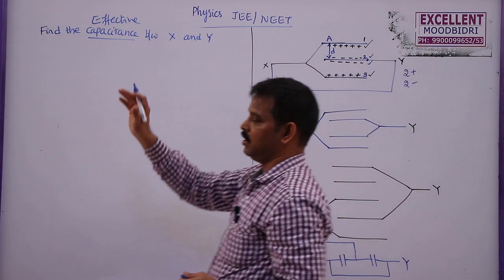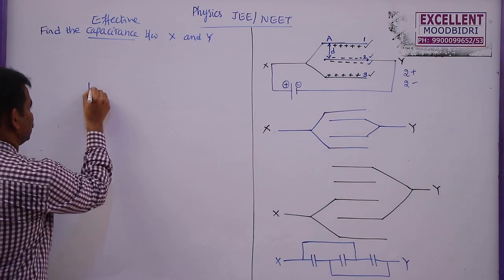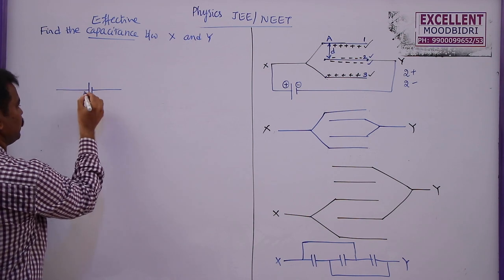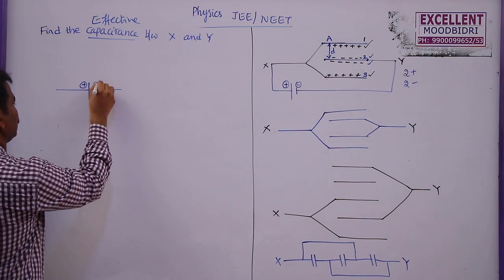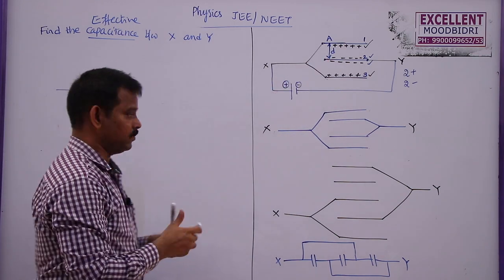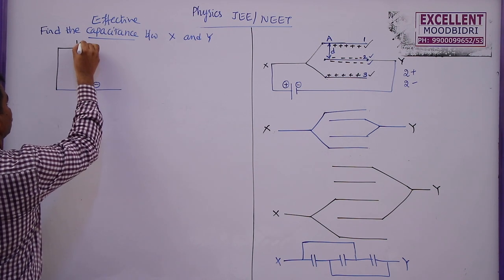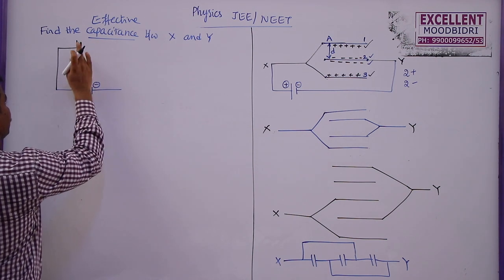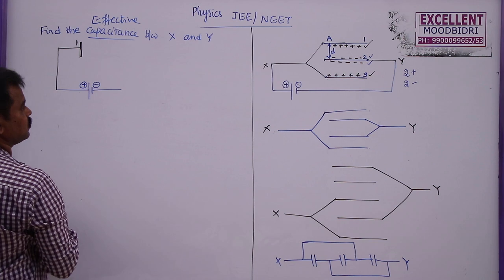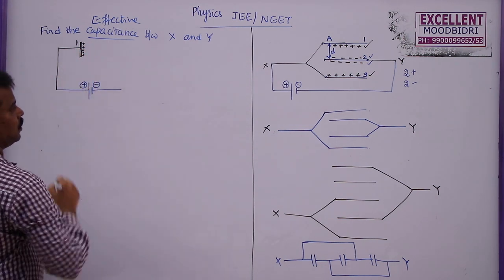Now let me draw the corresponding diagram. How to draw this one? So first let me draw the battery here. This is positive terminal and negative terminal. The positive terminal is connected to plate 1. This is plate 1. I am showing like this. This is first plate. So this is positive plate. So I will write positive charge here.